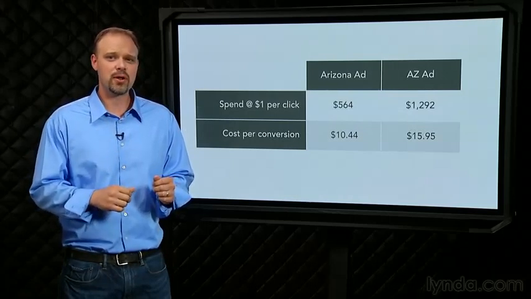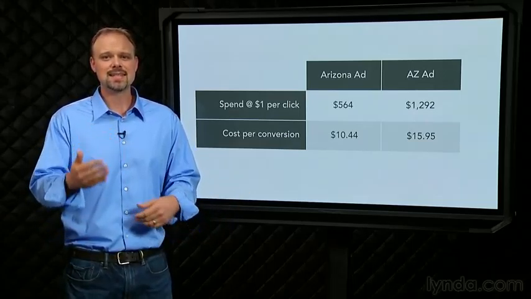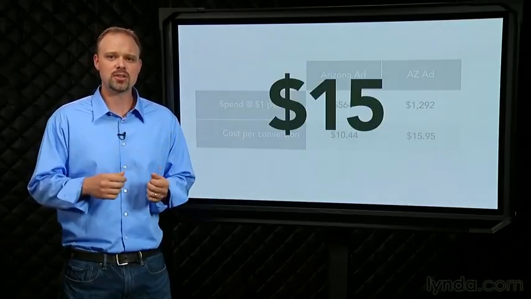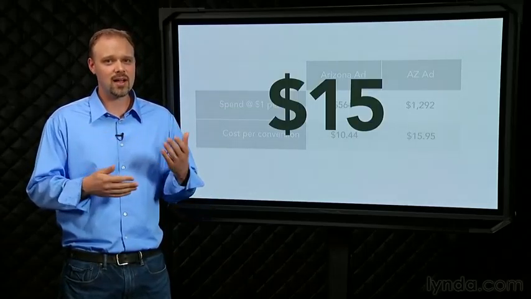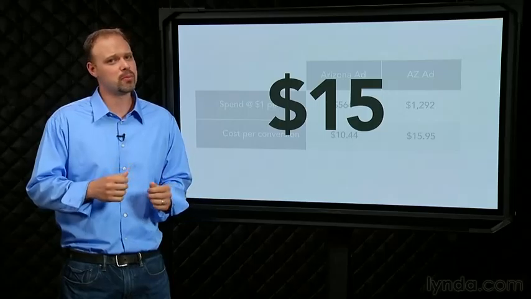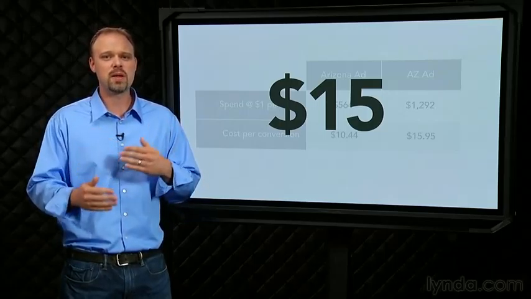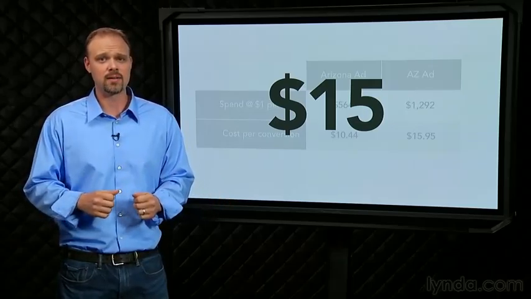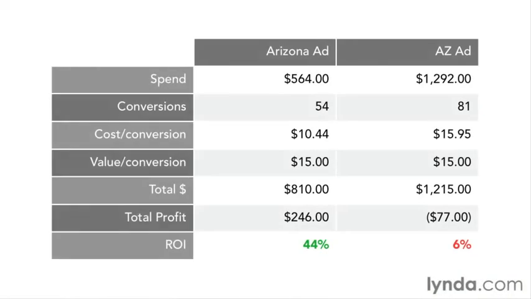Now, here comes the part that makes it all clear. Let's say that each time someone submits a lead on this website, it's worth $15 to us in profit. Well, now I can calculate exactly how much each ad put in my pocket. And since I know how much I spent to get that conversion, I can also figure out my profit and my ROI. Look at that. 2 tiny little changes ended up being the difference between making money and losing money on this campaign. And if something that seemingly trivial can have such an impact, just imagine what your split test might show.